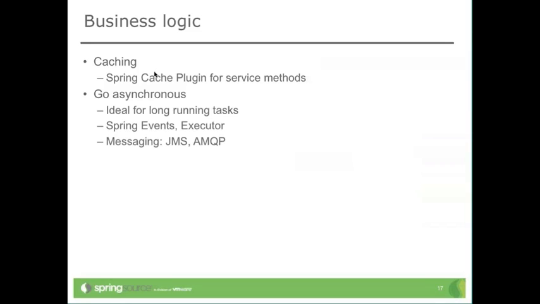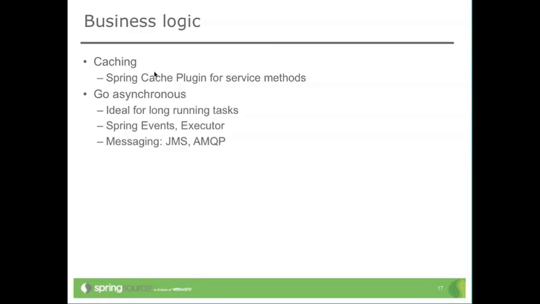Going up to the next level of business logic, you can cache your service methods. We have a Spring Cache plugin for that, which I'm going to look at again in a little while. It's very simple. It gives you some annotations that you can apply to your service methods, and the caching will happen automatically.